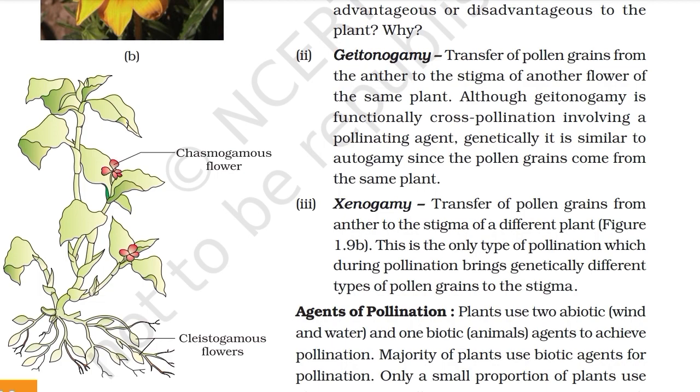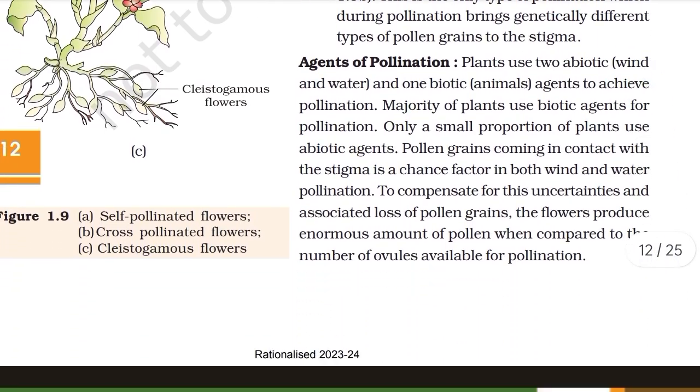Although geitonogamy is functionally cross-pollination involving a pollinating agent, genetically it is similar to autogamy, since the pollen grains come from the same plant. Xenogamy. Transfer of pollen grains from the anther to the stigma of a different plant. This is the only type of pollination which during pollination brings genetically different types of pollen grains to the stigma. Agents of pollination.